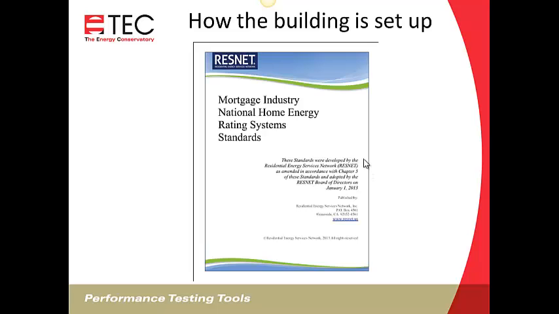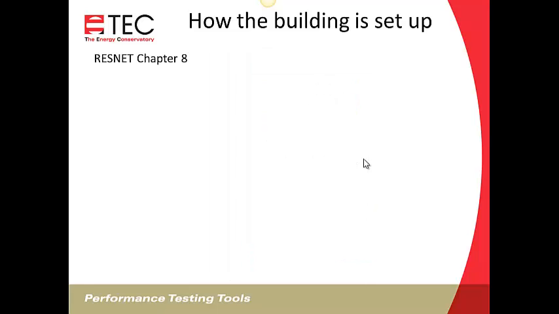So how a building is set up is pretty important, and the best protocol we've seen is the ResNet protocol on how to set up the buildings. These are the specific parts in this document that talk about how to set up the building. So this is the set of ResNet standards, and the chapter that we're going to be interested in is Chapter 8 of that document. If you do a Google search for ResNet Chapter 8, it'll get you right to that chapter that has the information about blower door testing and duct blaster testing. And we're going to specifically go over that information on how to set up the building.